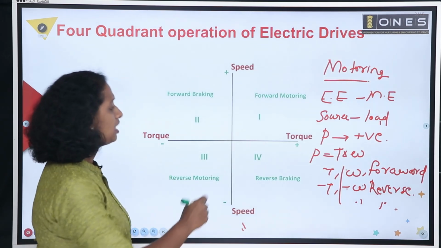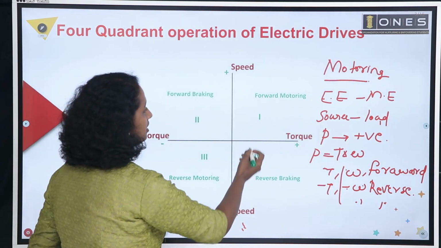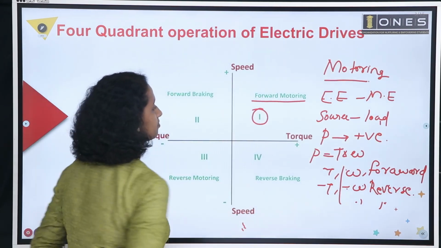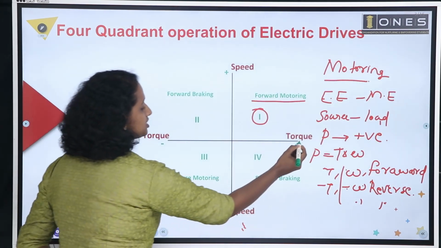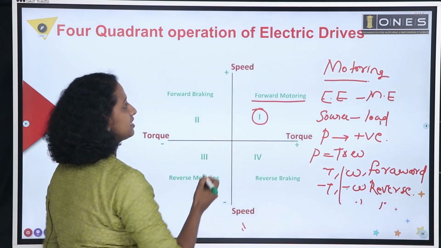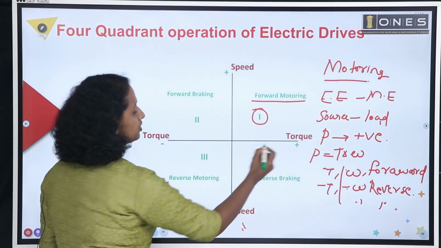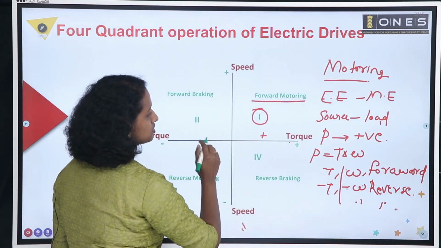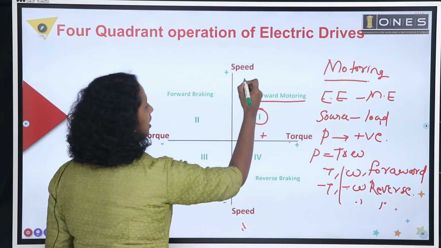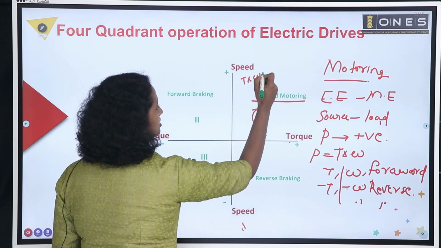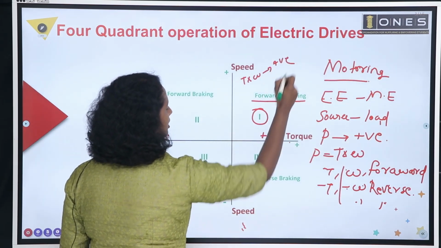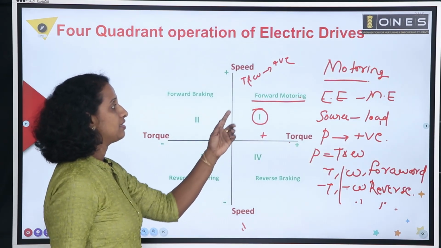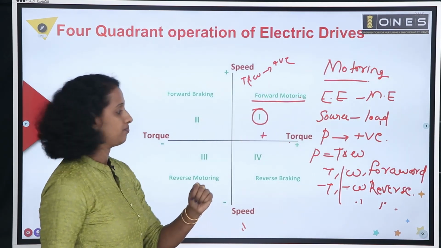Look at this. Here you can see forward motoring mode in the first quadrant. On the X-axis you can see torque, on the y-axis there is speed. So here torque is positive and speed is also positive. So, torque into speed is positive. So, you will get motoring mode and speed is positive. That's why forward motoring mode.